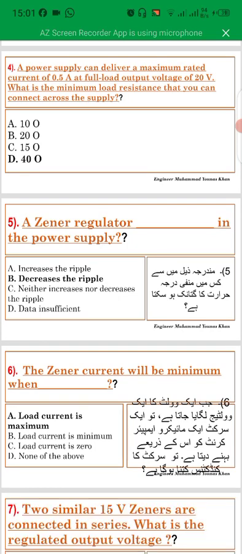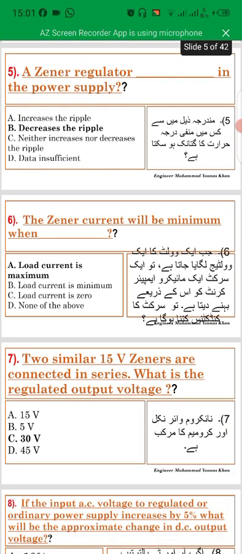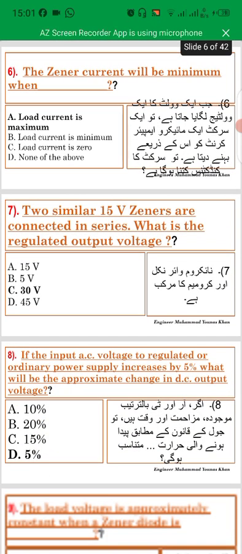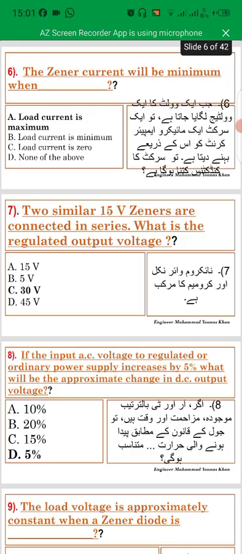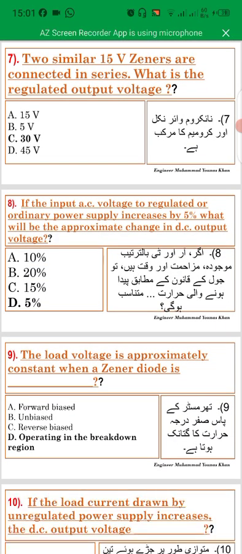A power supply can deliver a maximum rated current of 0.5 ampere at full load output voltage of 20 volt. What is the minimum load resistance that you can connect across the supply? 40 ohm. As the zener regulator decreases with the ripple in the power supply, the zener current will be minimum when the load current is maximum.